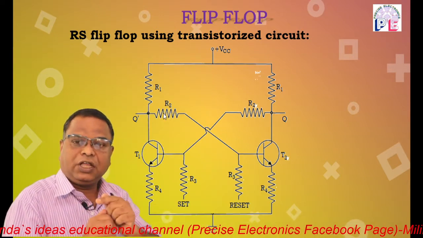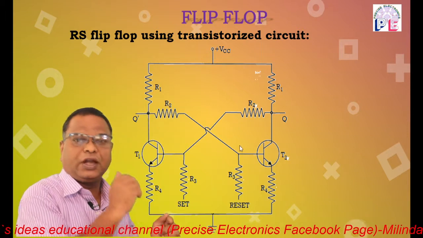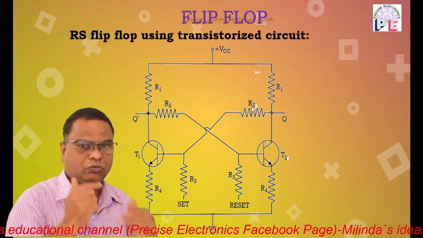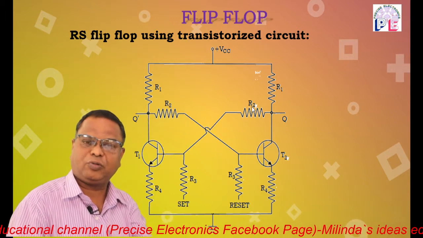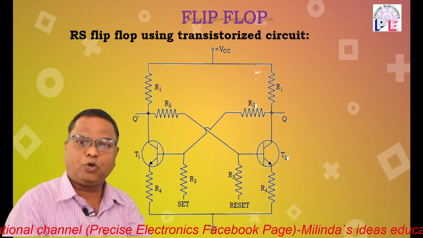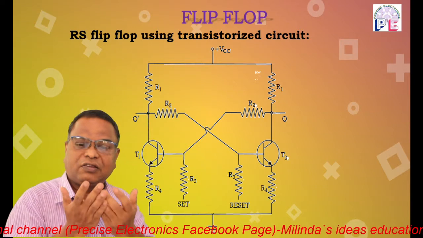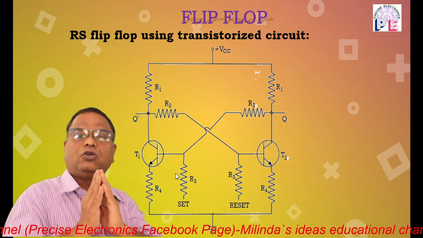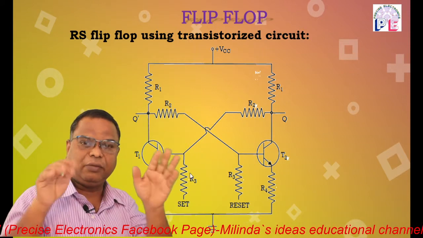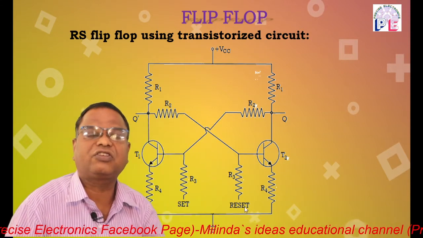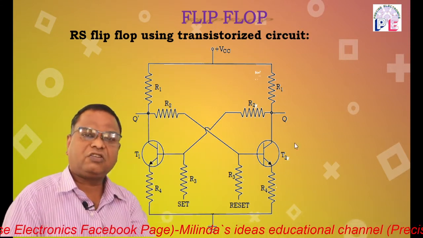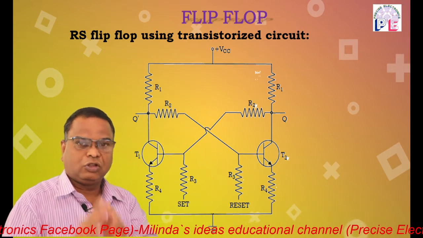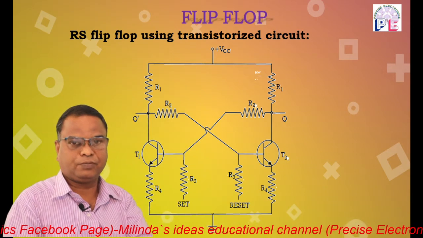Then the collector of T1 is connected to the base of T2, and the collector of T2 is connected to the base of T1 through resistor R2. Once again, the same values of resistors are used. Then the input trigger pulses, that is the set and reset, are applied to the bases of the transistors through resistors R3, and the emitter circuits are grounded through resistors R4. So resistors having the same resistance value are used in the circuit, and two identical transistors are used.